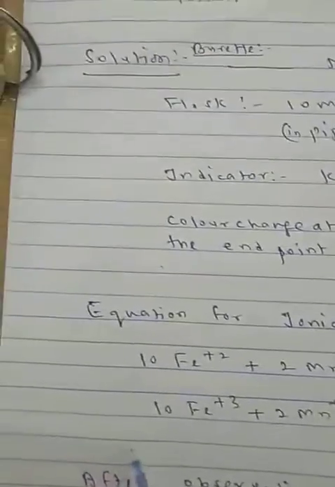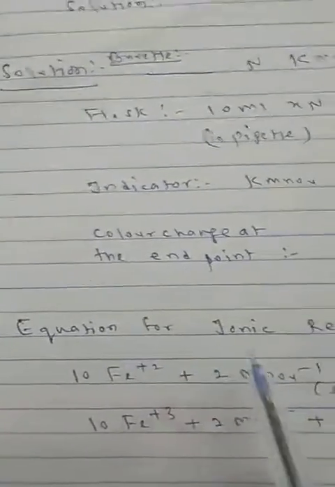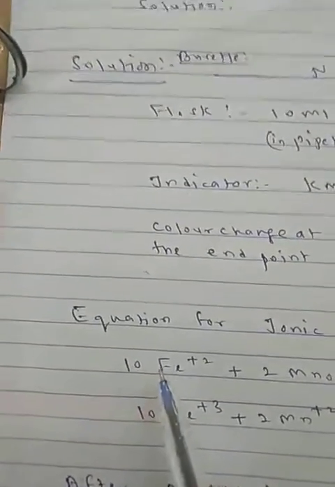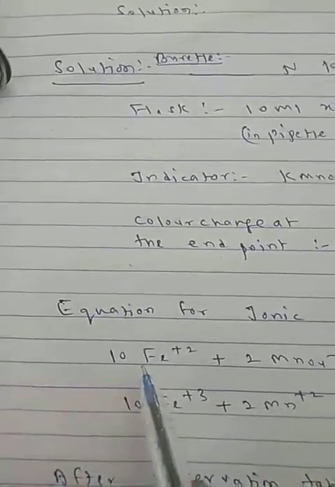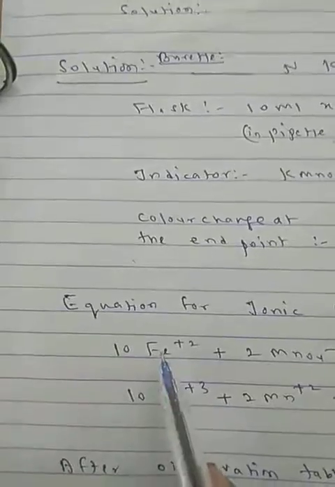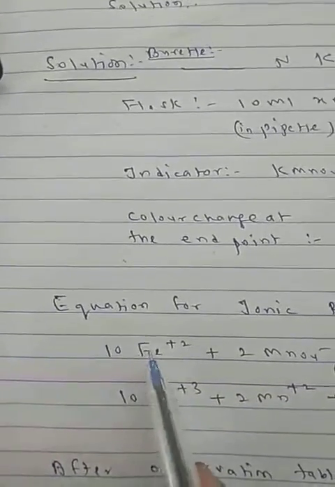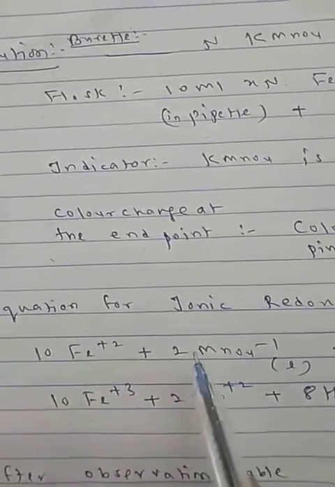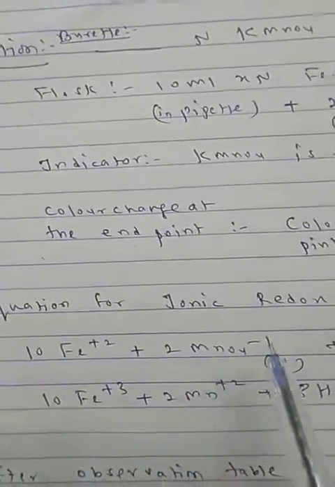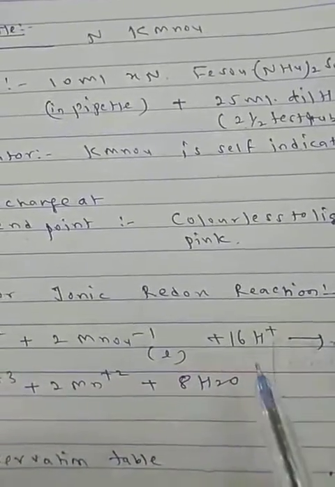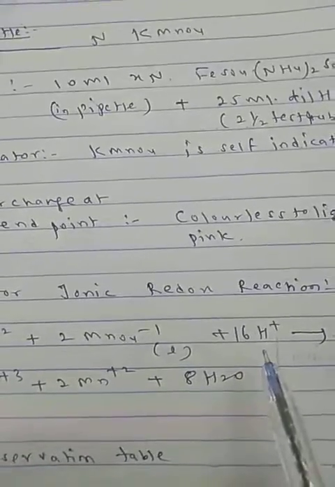Okay. Now our third item, the equation for the ionic redox reaction. Same as the first, you have to write from ferrous ammonium sulfate only the positive ion. No need of adding the negative ion. Fe2+, 10 molecules. From the KMnO4, cut the K and write only MnO4 minus 1. Plus, we are using acid. From H2SO4, you have to take only the acid ion. If a base is there, then you have to take OH ions.